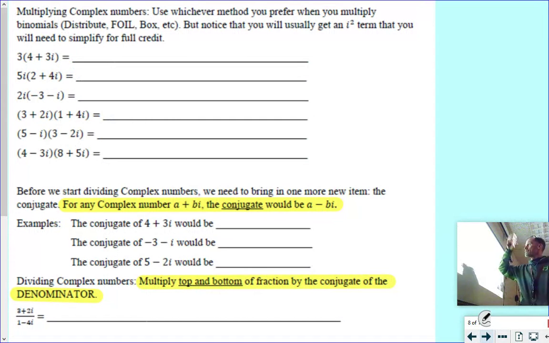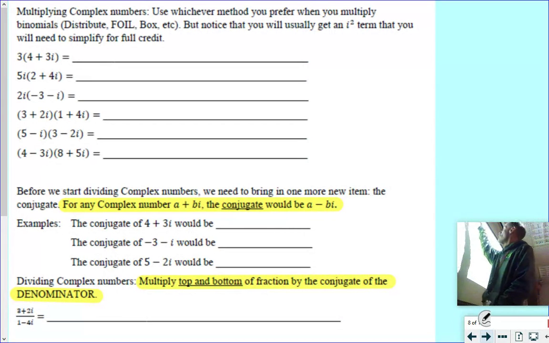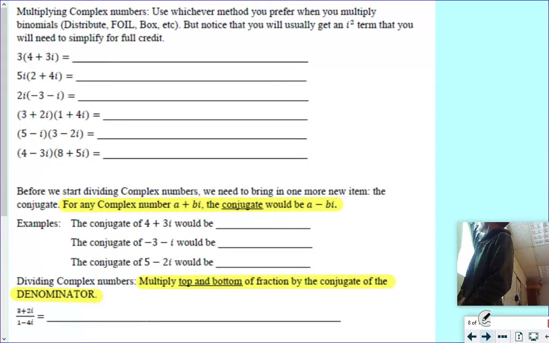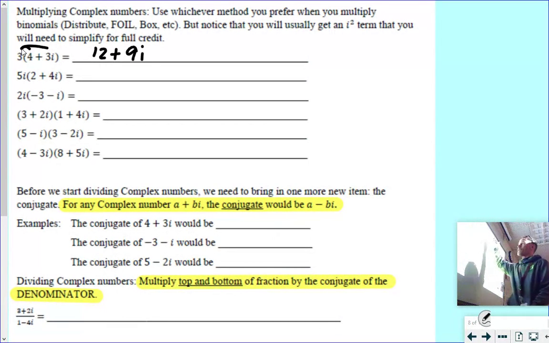So we know how to multiply things together too. Again, you've been doing this for years, either distributive property or FOIL, box method, stuff like that. But we just have to watch out when an i squared term pops up. So on the first example, if I just distribute that 3, I just have 12 plus 9i, no powers, nothing else going on, so that's it. That's your final answer.